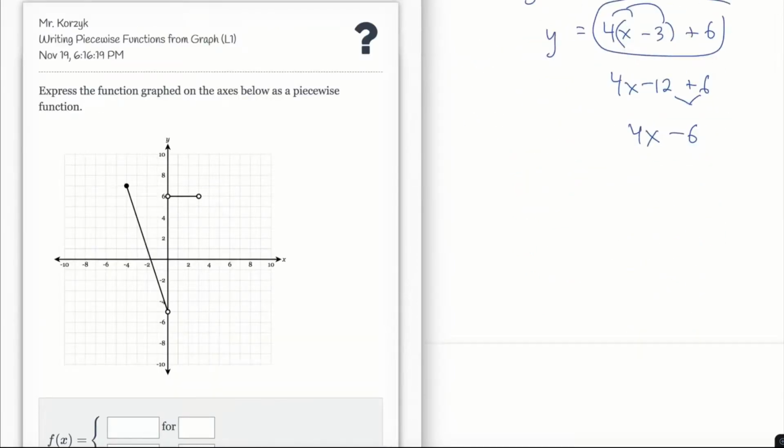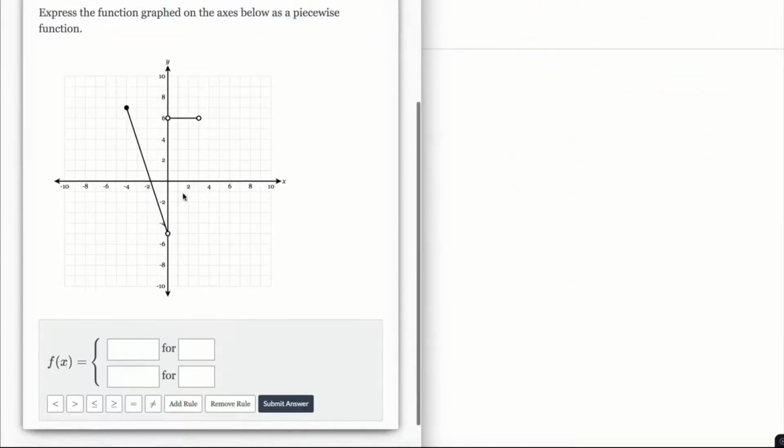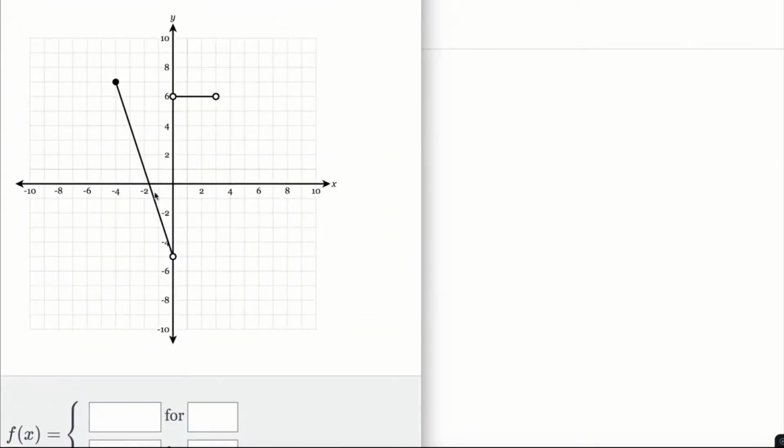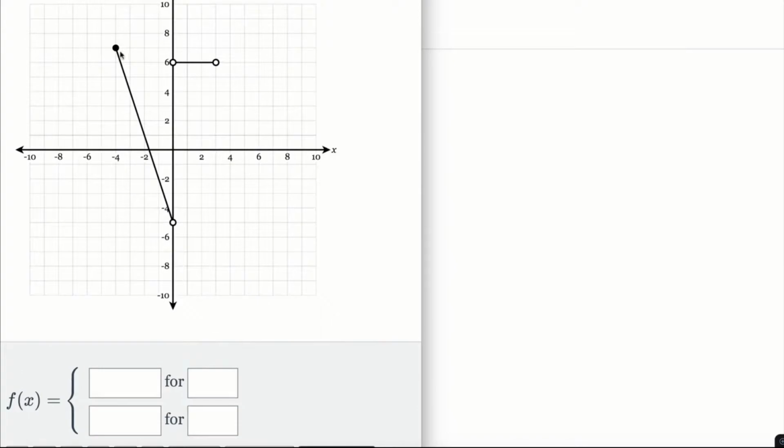So our next example, it has, again, 2 pieces. Now, each piece does not go off to negative infinity or positive infinity. The domain of this first piece is from negative 4 to an x value of 0. Make sure you don't read the y value of this point. The domain is negative 4 less than or equal to x is less than 0.